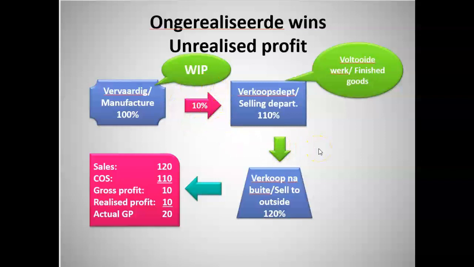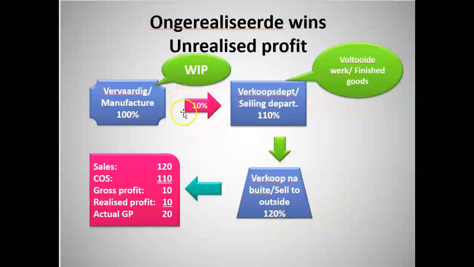But what happens at year end, if this factory environment has transferred some of the products to the sales department, but at year end those products have not yet been sold? When they transfer the product, they recognize 10% profit. But have they made a profit in actual fact if that product hasn't been sold? No. So this 10% is an unrealized profit up to the date when the actual sale to the outside world takes place.